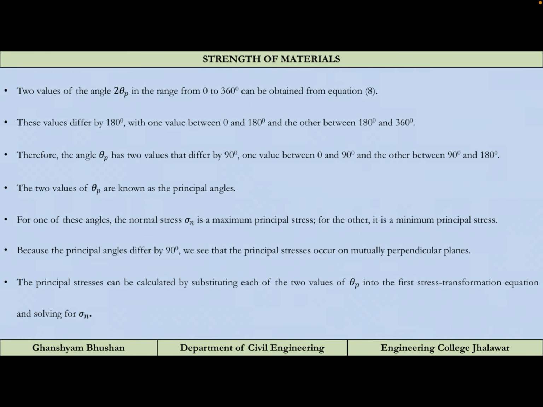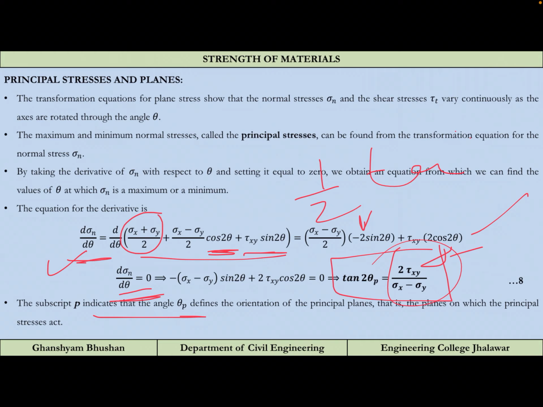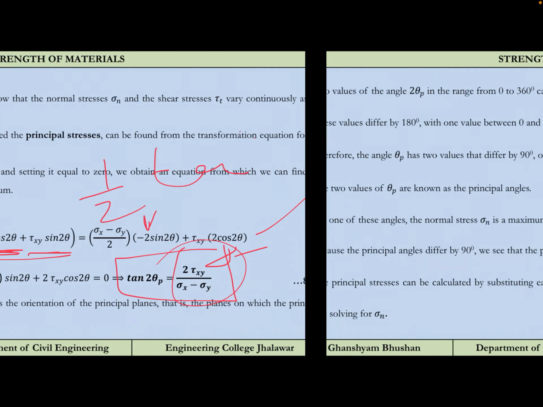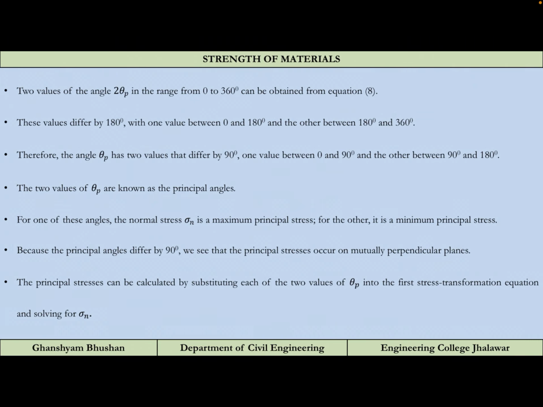Now two values of the angle 2θp in the range from 0 to 360 degrees can be obtained from equation 8, which is this equation: tan 2θp is equal to 2τxy divided by the difference between σx and σy. These values differ by 180 degrees, with one value between 0 to 180 degrees and the other between 180 to 360 degrees. Therefore the angle θp has two values that differ by 90 degrees, one between 0 to 90 and the other between 90 to 180.